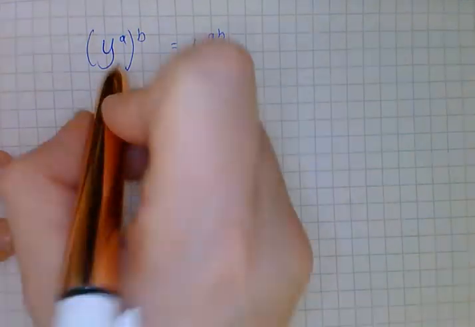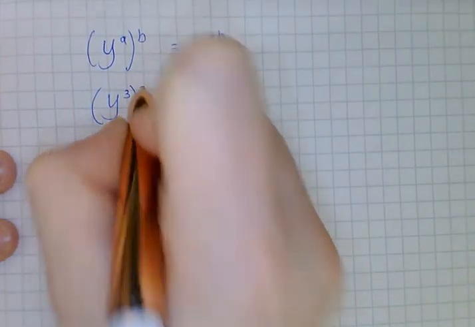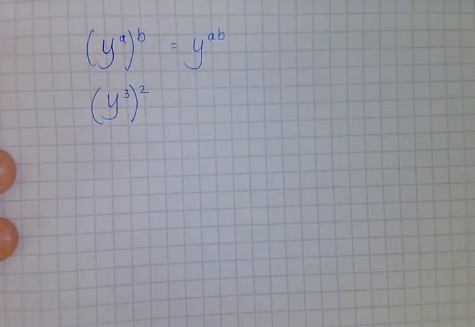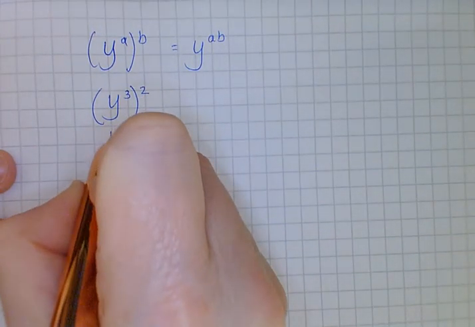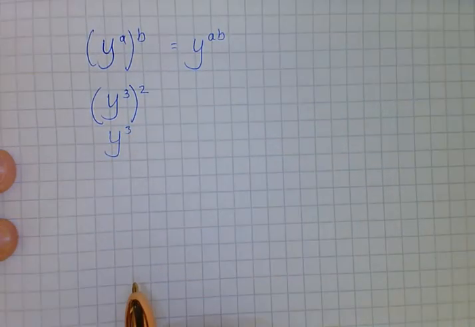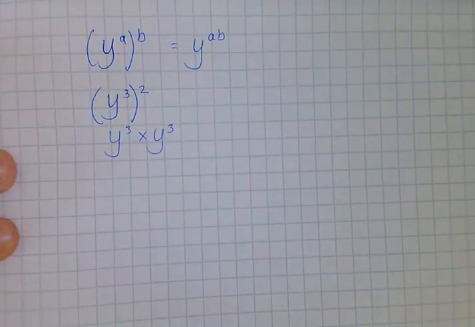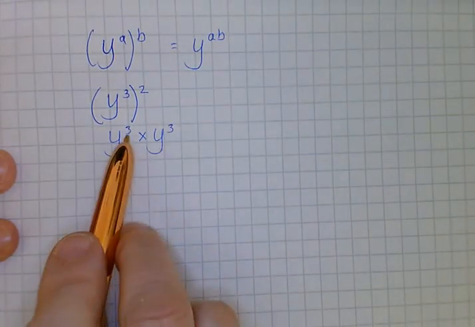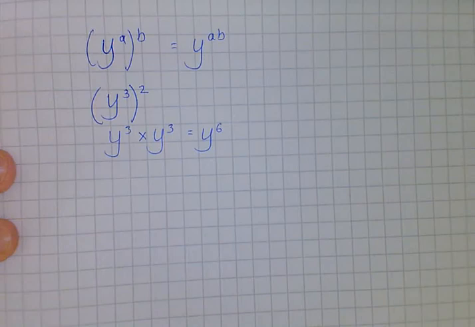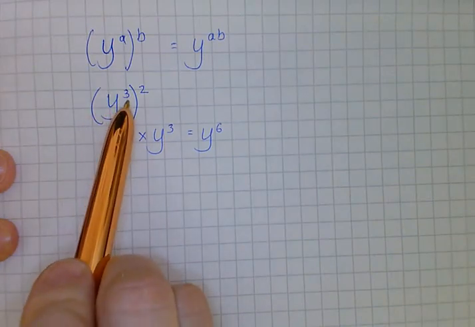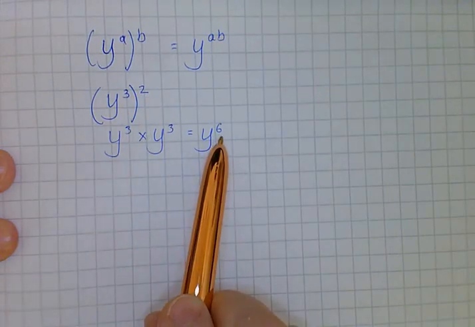So looking at an example of that, if we had y to the power of 3 and then all of that raised to the power of 2. We know that when we're raising something to the power of 2, we're squaring it. So we're squaring what's inside the bracket, so that'd be y to the power of 3 multiplied by y to the power of 3. And we know that when we're multiplying, we add our two indices, so that is going to give us y to the power of 6. And you can see here that we've multiplied these two indices here to get the power here.